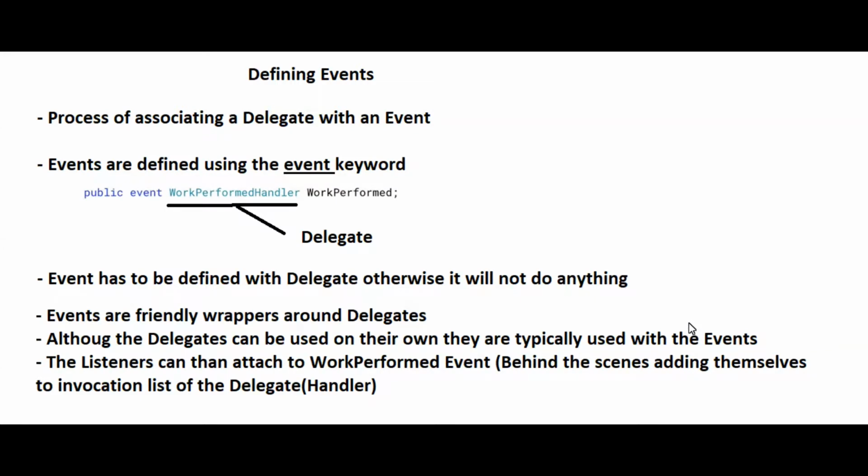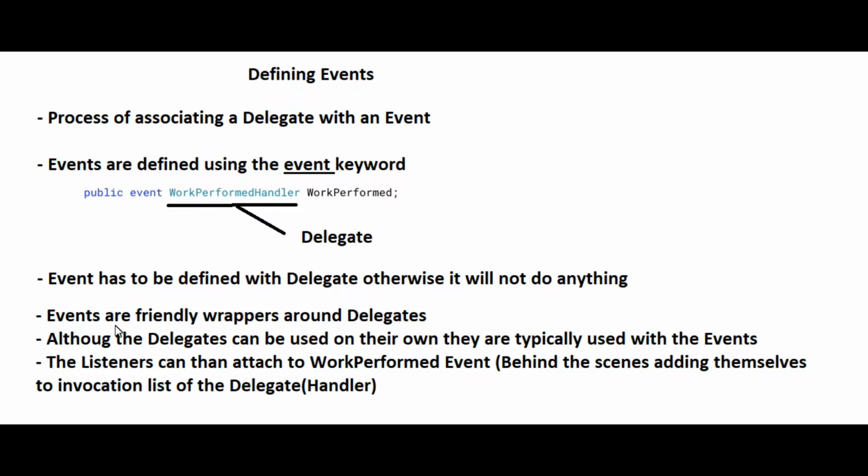Okay, so now we can go ahead and start moving into the direction of defining events. Defining events is the process of associating a delegate with an event. Events are defined using the event keyword, followed by the name of our delegate, and then whatever name we want to give it. An event has to be defined with a delegate, otherwise it will not do anything.